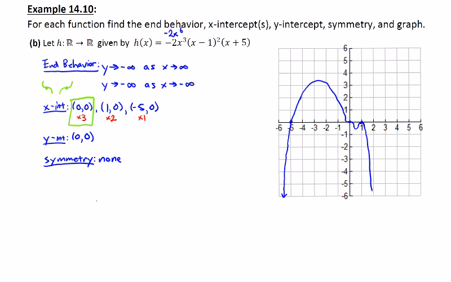Maybe I need to move my end behavior over just a smidge, and there's nothing wrong with that. If you use pencil, then you can always erase and make adjustments as needed. And this should give us the graph of h.